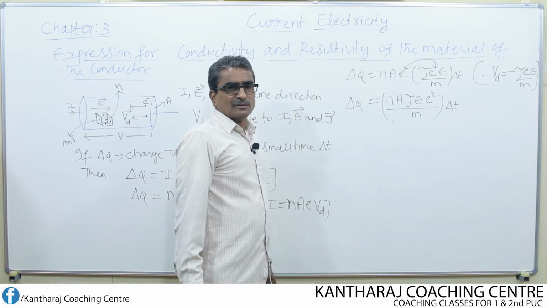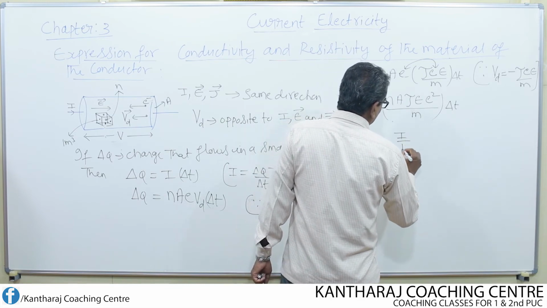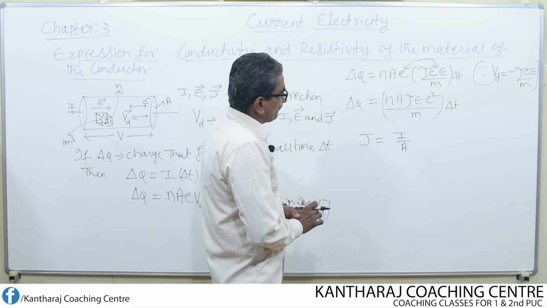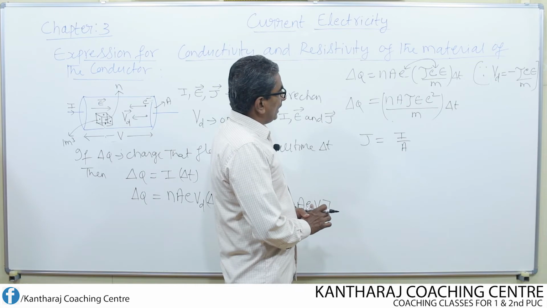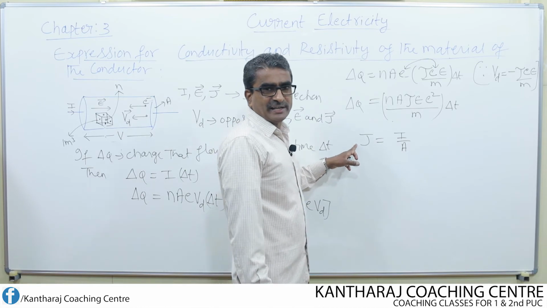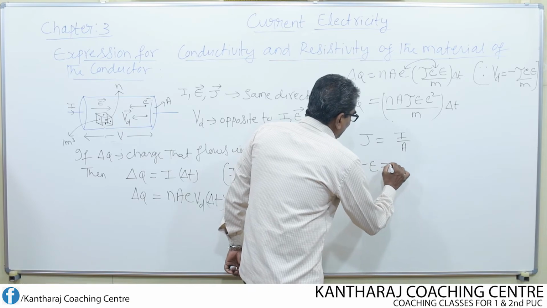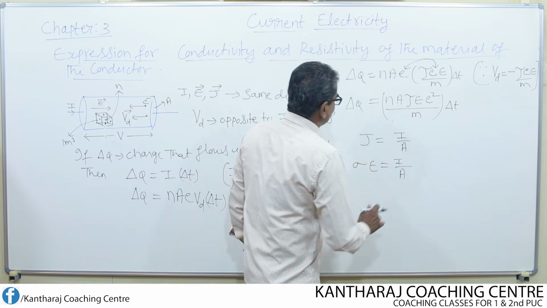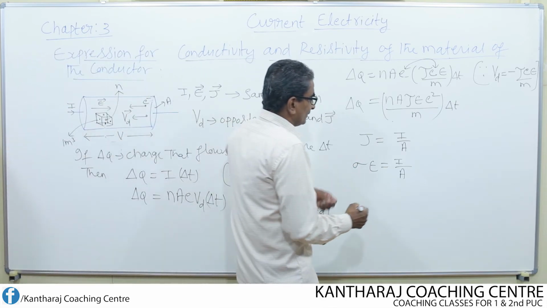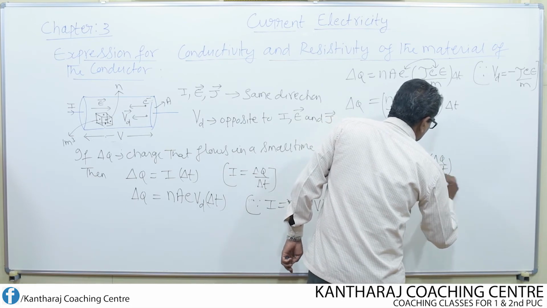But what is current density J? J equal to I by A, that means current per unit area. Now, also we know about J. What is J equal to? J is equal to sigma into E. This is I divided by A. But what is I? I is equal to delta Q by delta T divided by A.